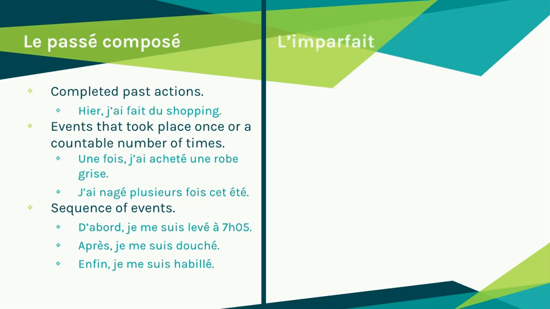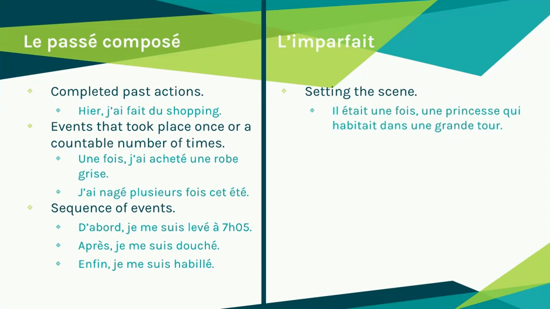Pour l'imparfait, if we are setting the scene, we're going to use imparfait. Il était une fois une princesse qui habitait dans une grande tour. Once upon a time, there was a princess who lived in a tall tower. Here, I'm setting the scene for what seems to be a fairy tale, so I'm going to use the imparfait.